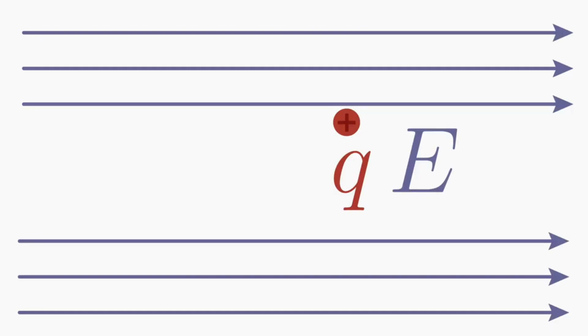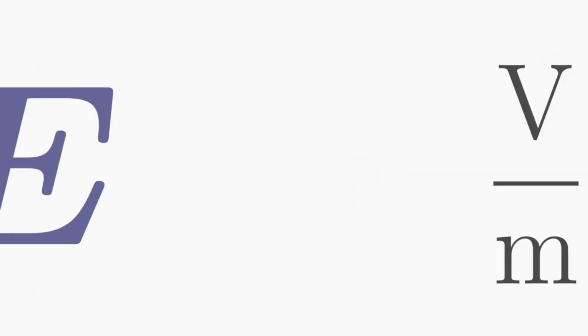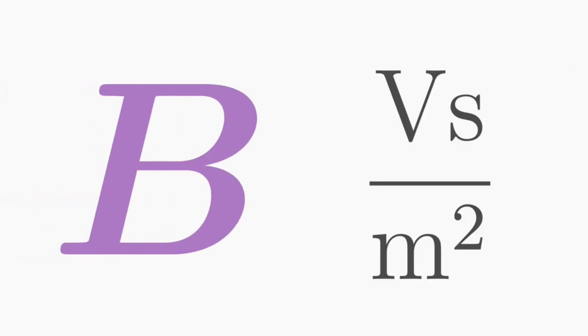A charge Q in an electric field E experiences an electric force equal to Q times E. A moving charge in a magnetic field B, perpendicular to the motion, experiences a magnetic force equal to Q times V times B. The unit of the electric field is volt per meter, and the unit of the magnetic field is volt second per square meter, or in short, Tesla.